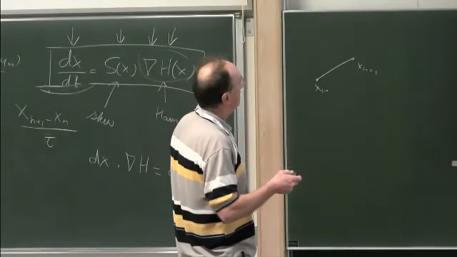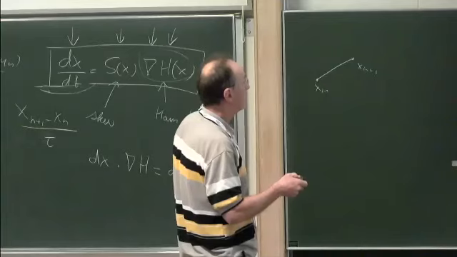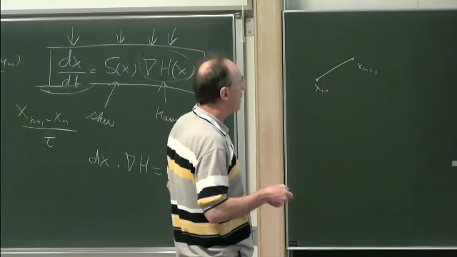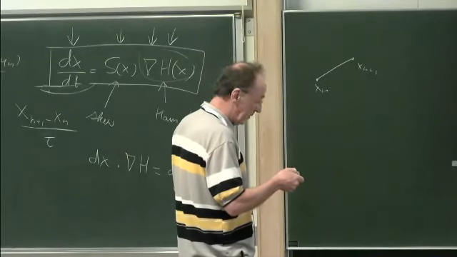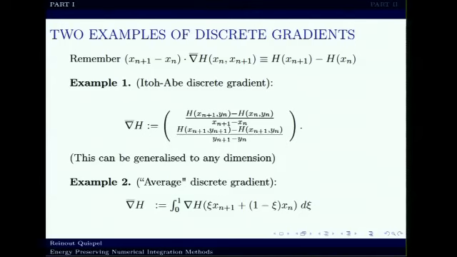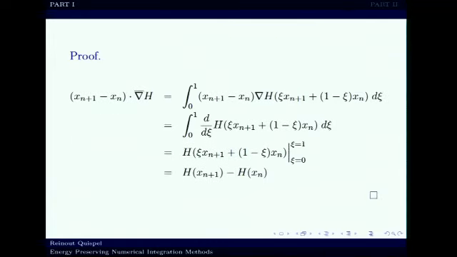Let's see what has happened here. Oh, I've already skipped ahead. All right, well, now I'm going to show that this formula also satisfies this definition. So I take the dot product of this discrete gradient with xn plus 1 minus xn, and then it should equal the right-hand side here. So take the dot product. Well, I can take that dot product inside the integral because it doesn't depend on this psi, which is the parameter along this path.